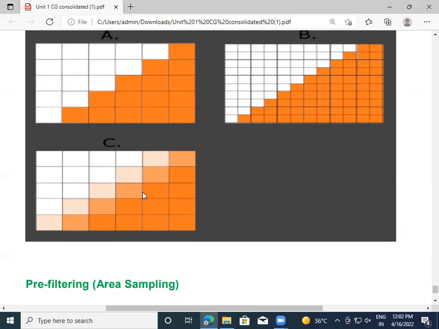So this is the technique to reduce the aliasing effect. Earlier, what we have done, firstly, in this case, we have reduced. Just wait a minute.